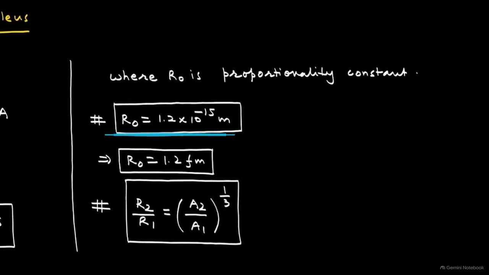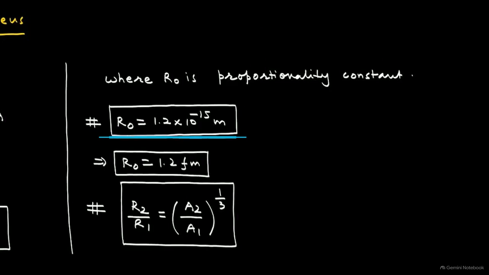Experiments have measured the value of r0 as 1.2 times 10 to the negative 15 meters. Since 10 to the negative 15 meters is a standard scale in particle physics, we use the unit femtometers, making the constant exactly 1.2 femtometers.